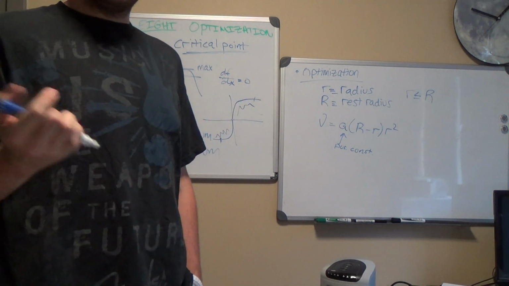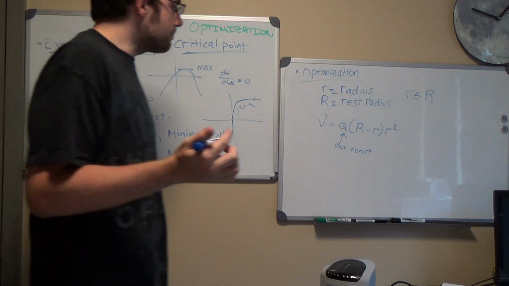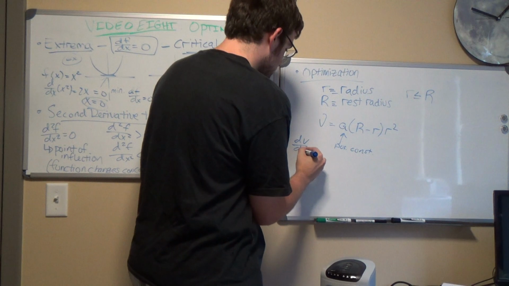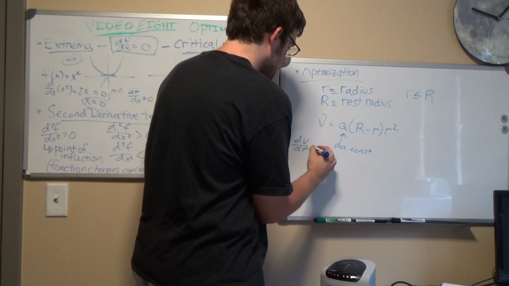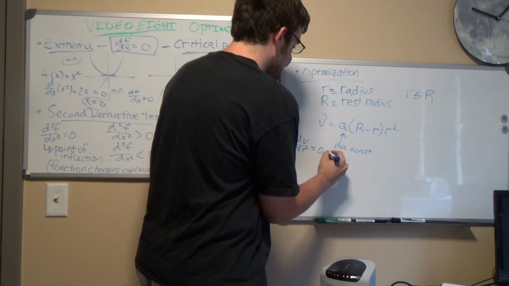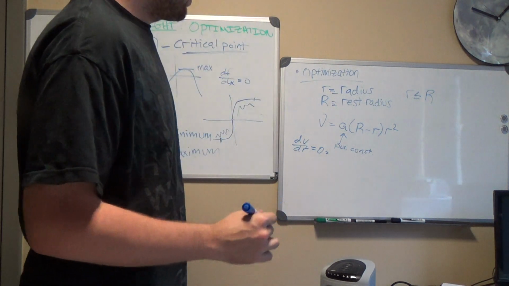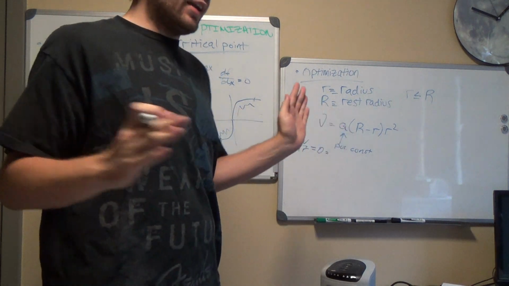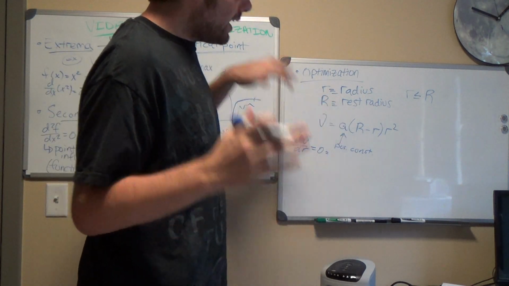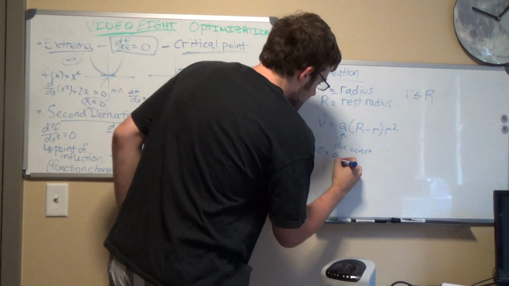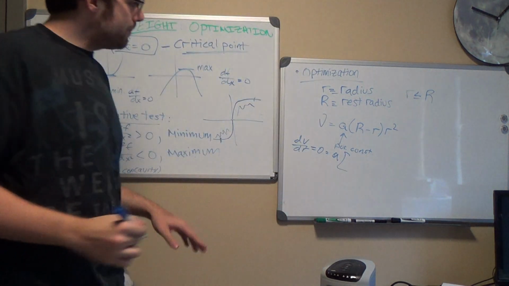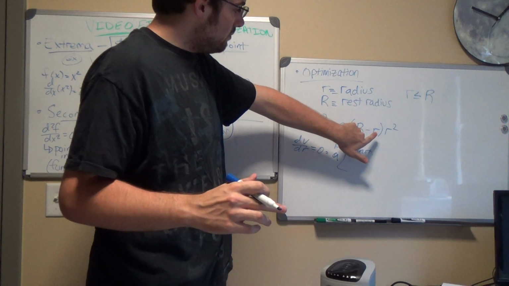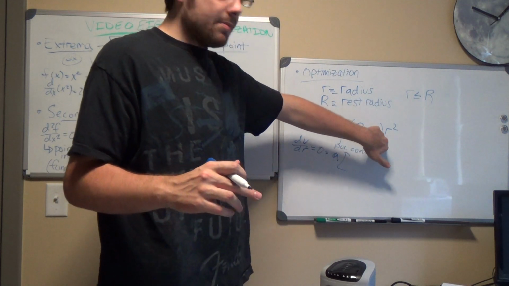So we want to find dv/dr, and we set this equal to 0. And we perform the chain rule. So, not the chain rule, the product rule. So we can keep the a outside because this is a constant. But we want to find the product rule of this. So we take the derivative of the first times the second.